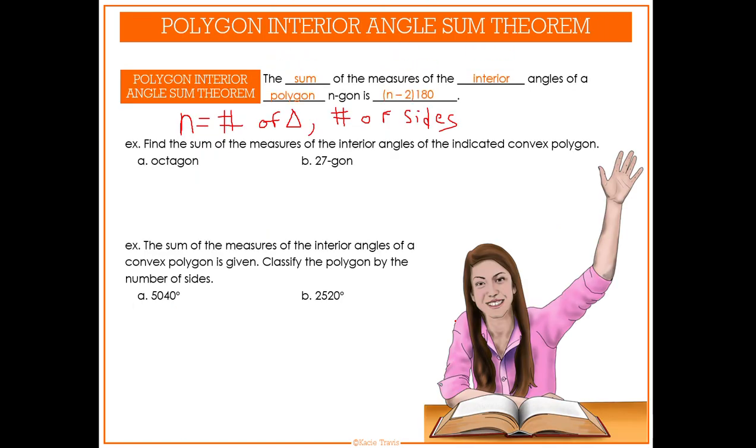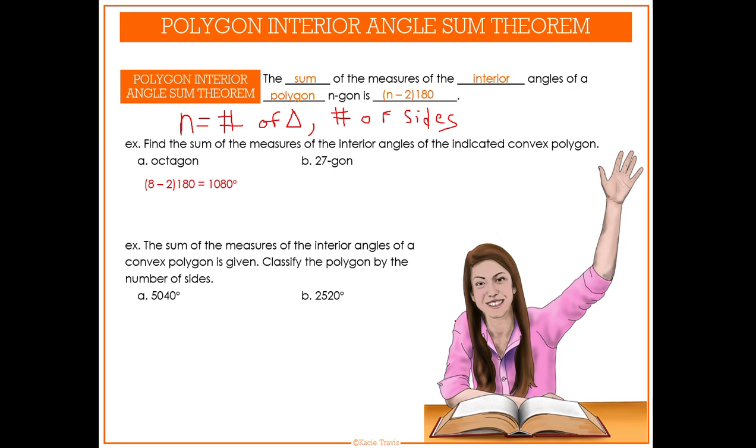So we just multiply it. So let's look at a couple of examples. First one we've got here, we're looking at the total interior angles, those sums, for an octagon and a 27-gon. An octagon has 8 sides, so we just do 8 sides minus 2, times 180, which gives us 1080.